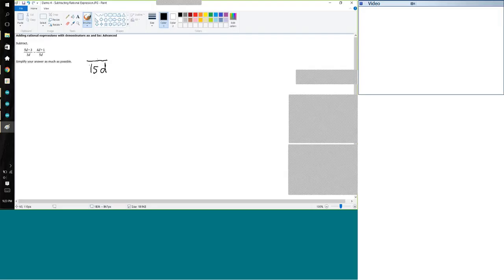And in order to turn this 3d into our 15d, we're going to have to multiply it times 5, which means I have to multiply this entire side times 5. I'm sorry, I need to multiply it by 5 over 5. Didn't really qualify that very well. In order to turn this 5d into a 15d, I'm going to have to multiply it by 3. So I'm going to multiply that one by 3 over 3.